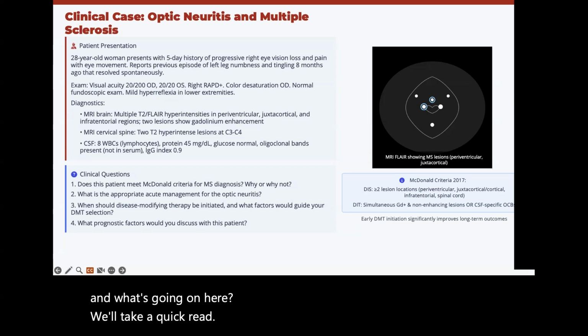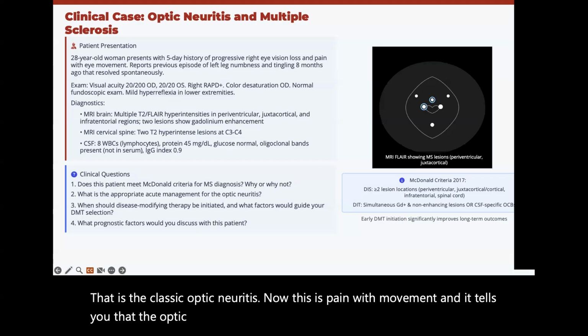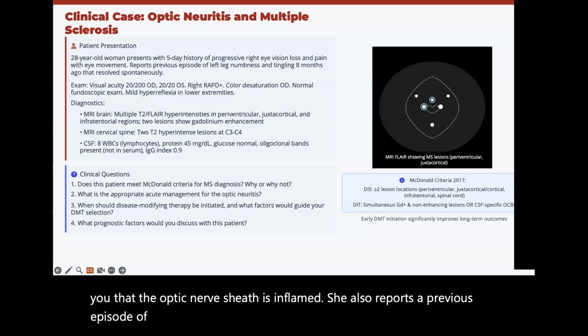The patient has acute right eye vision loss and pain with eye movement. That is the classic optic neuritis. Now, pain with movement tells you that the optic nerve sheath is inflamed. She also reports a previous episode of left leg numbness and tingling that resolved. So this is a red flag for a prior demyelinating event.